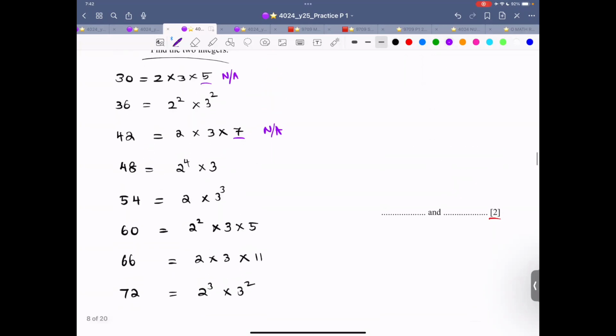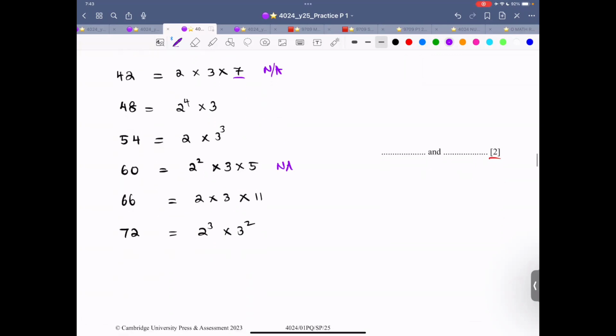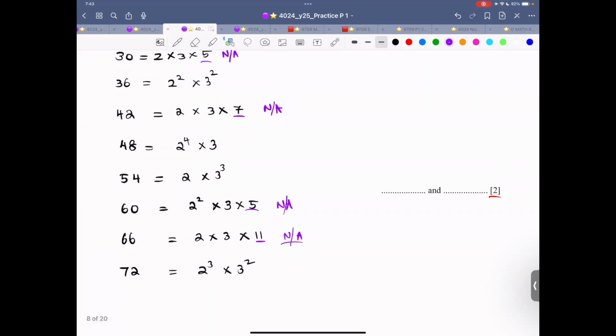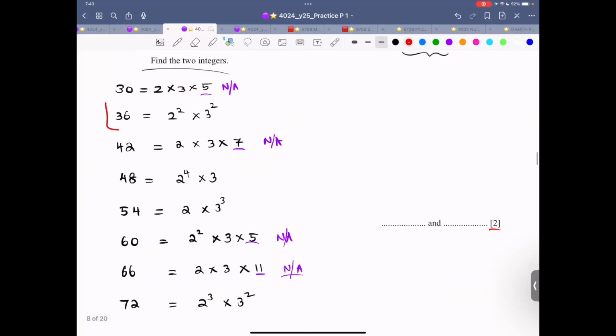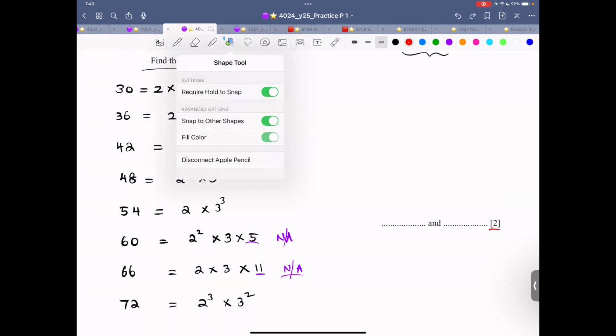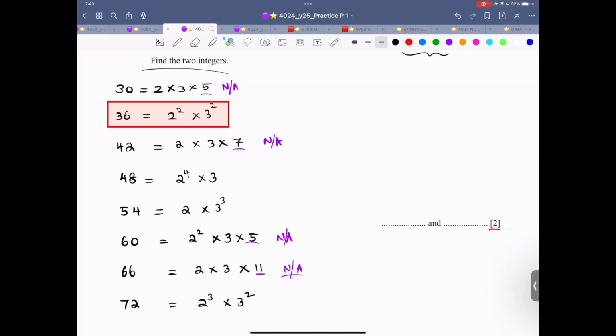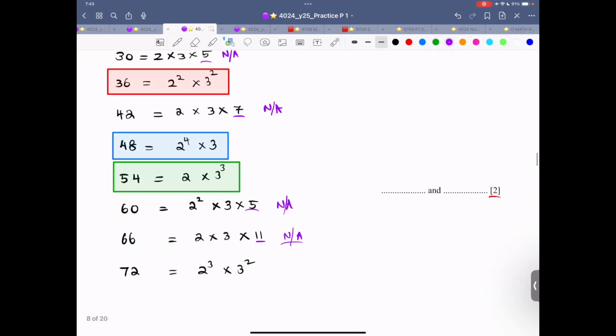Now, first of all, which other ones are not applicable? So 60 is not applicable. Why? Because of this 5. 66 is not applicable because of this 11. Now, let me focus my attention on these ones over here. First of all, my attention is on 36. Let me put some color inside. So my focus is on 36. My focus is on 48. My focus is on 54. And my focus is on 72. And let me think about it.